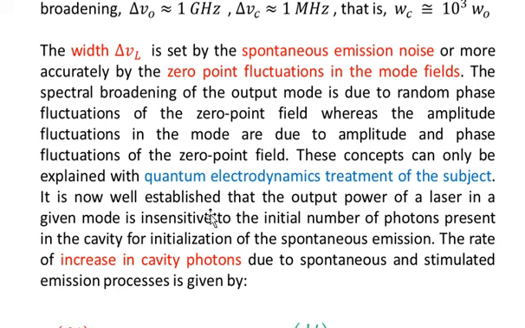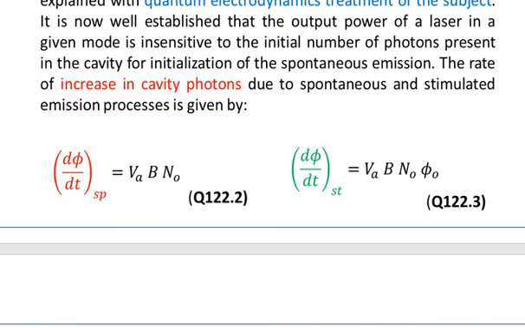It is now well established that the output power of a laser in a given mode is insensitive to the initial number of photons present in the cavity for initialization of the spontaneous emission process. The rate of increase in cavity photons due to spontaneous and stimulated emission processes is given by the following. For the spontaneous emission process, dφ/dt, the rate of change in photons, is given by the term Va times B times n0.